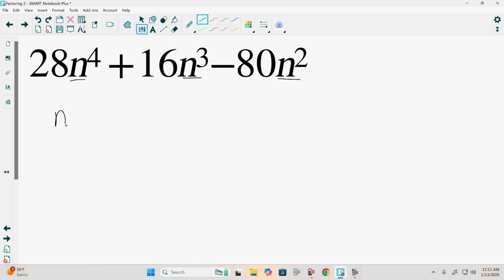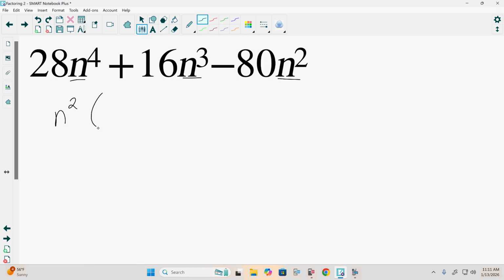How many n's can we actually take out of all three terms? 2, because the smallest exponent is 2. So that means I can factor n squared out of n to the fourth, n to the third, and n squared. Now most likely there is a common factor between 28, 16, and 80. There is a greatest common factor between those three numbers. We're looking for greatest common factor. We're looking for the biggest number that can divide into all three, yes?